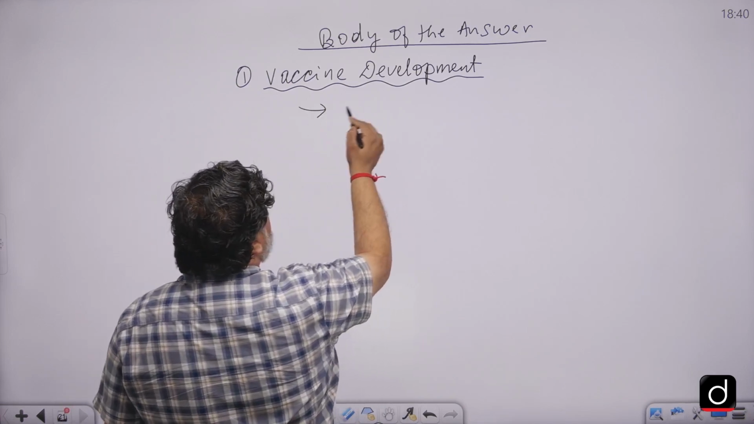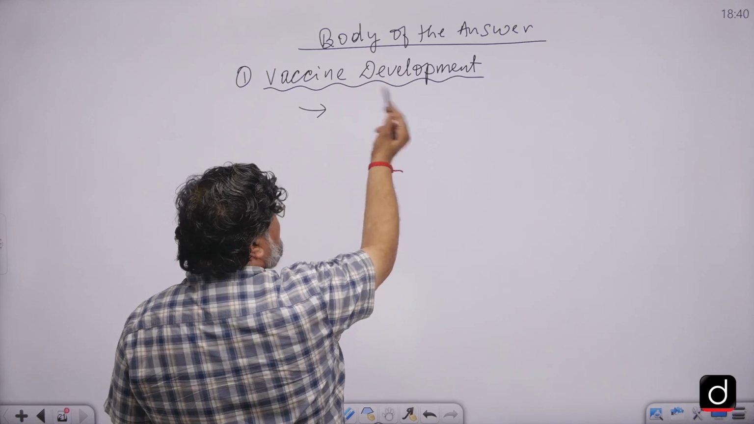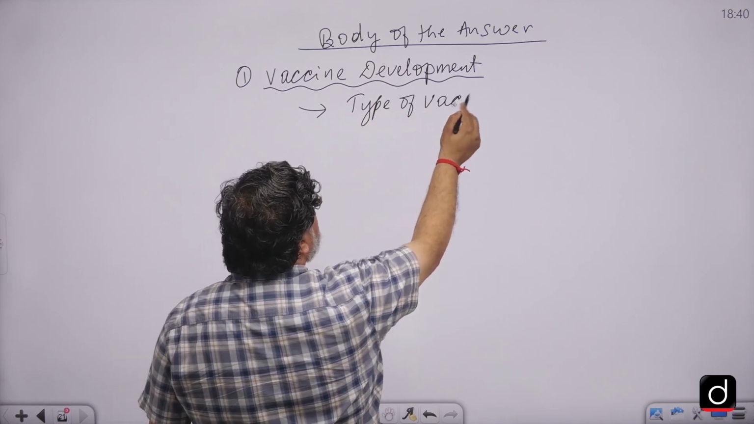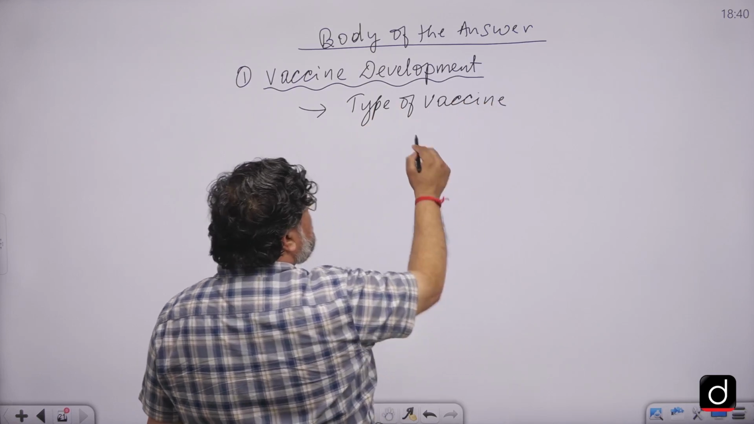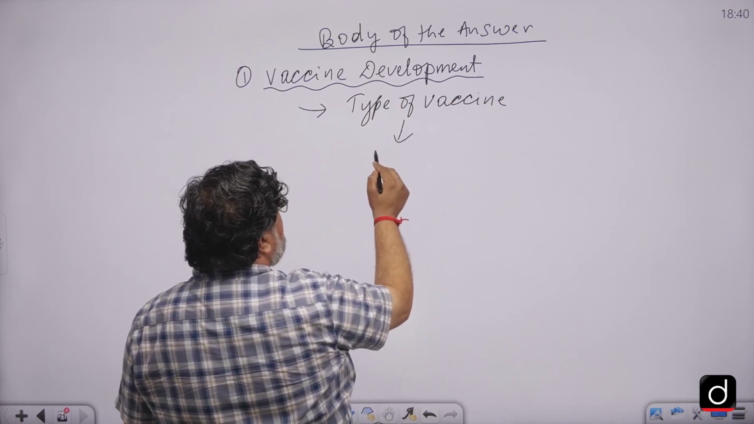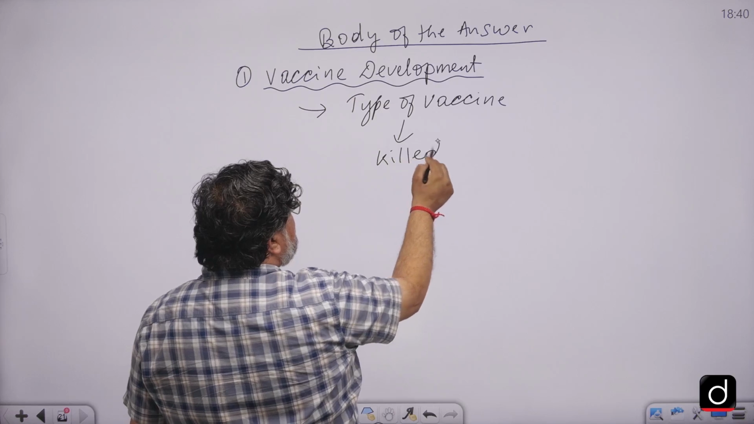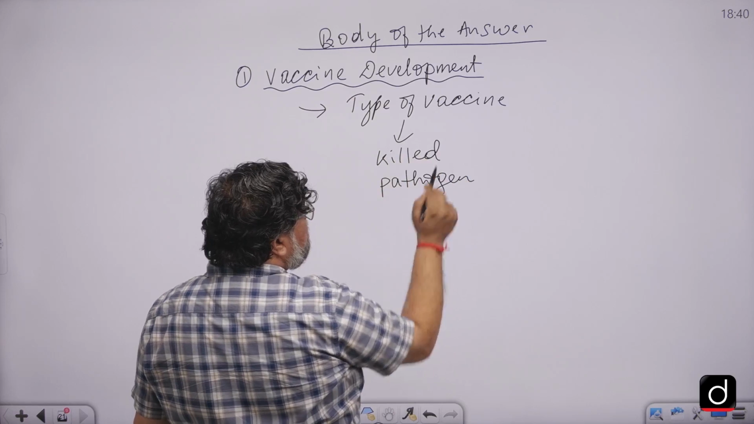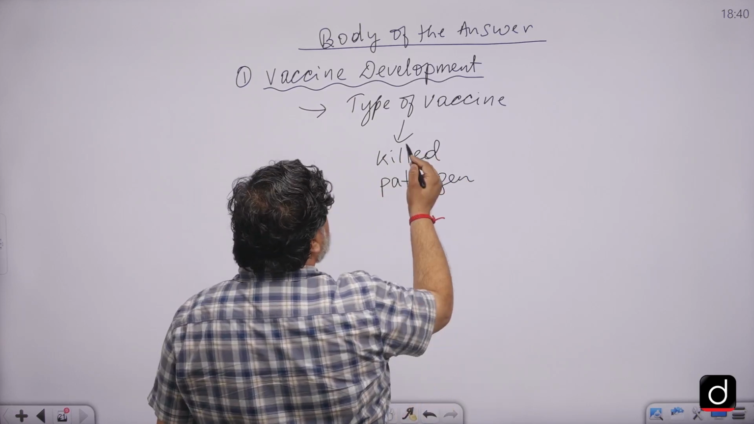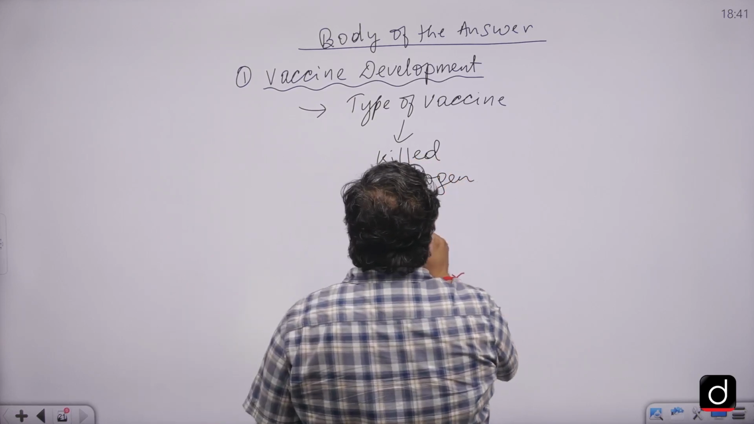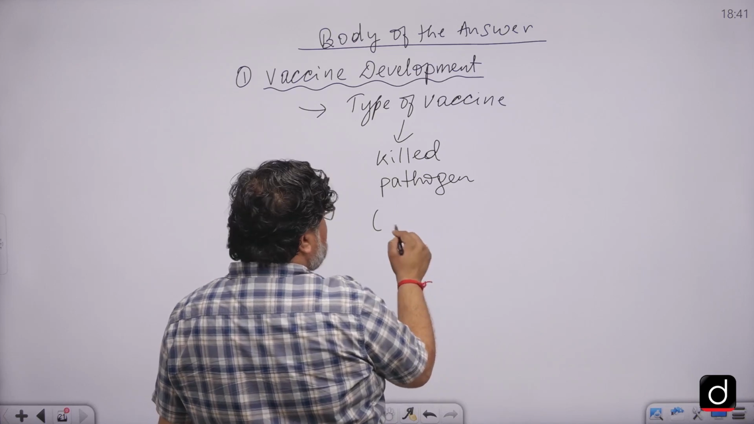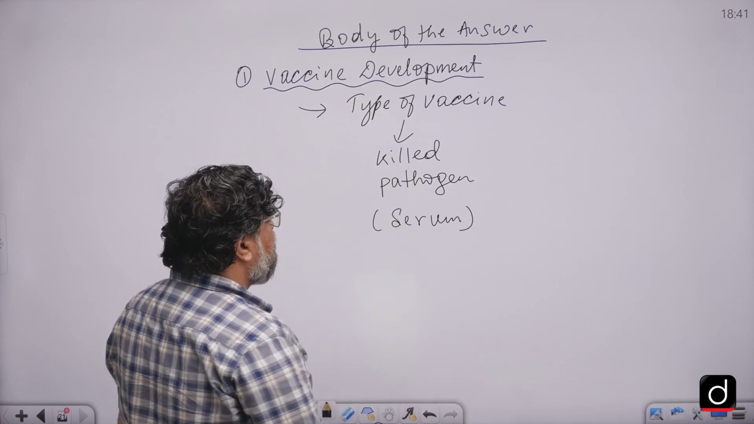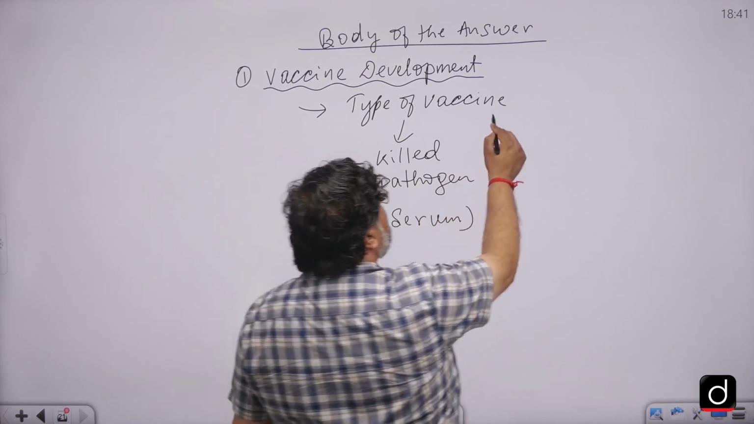So here what is done? First is the type of vaccine. What type of vaccine do we want to develop? Whether we are using a killed virus, killed pathogen, right? We are killing the pathogen completely. That is what the vaccine is. What is the vaccine here? Is a sera, a serum which contains the killed pathogen. Or which type of vaccine are we making?